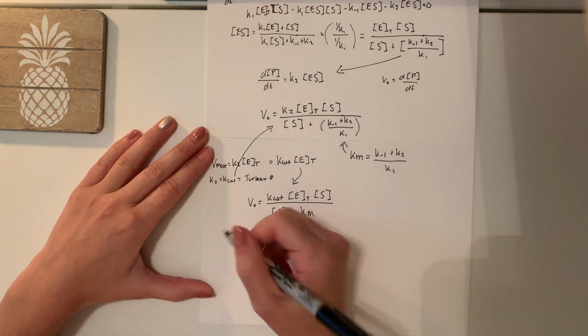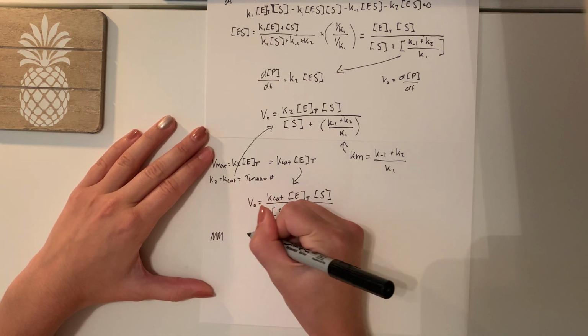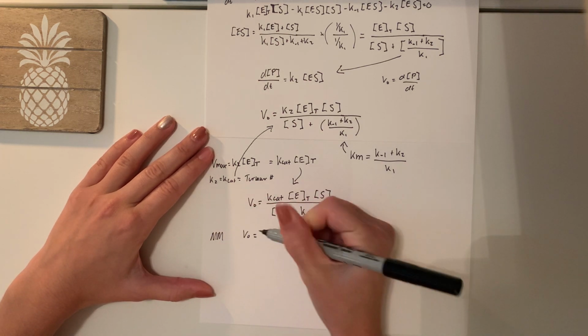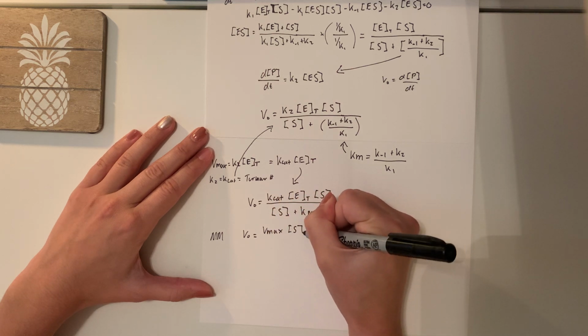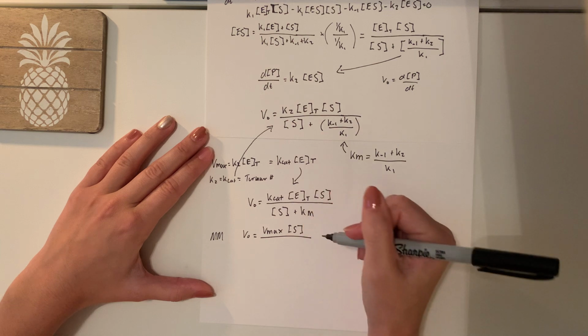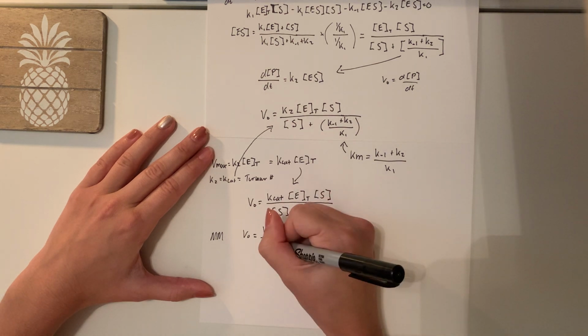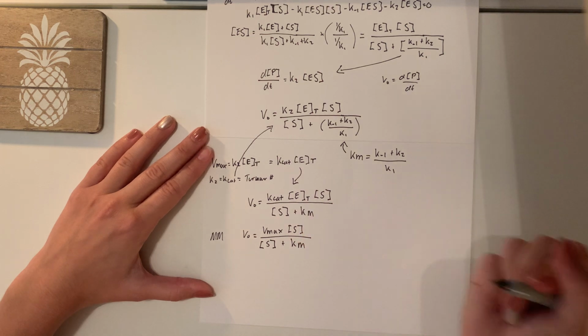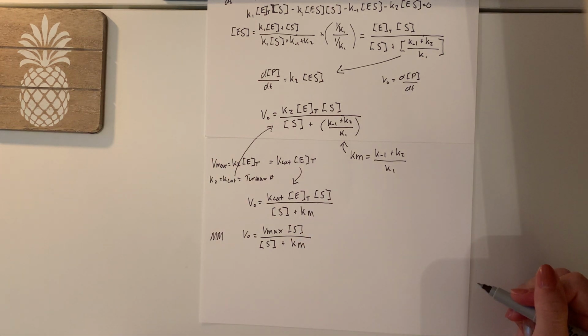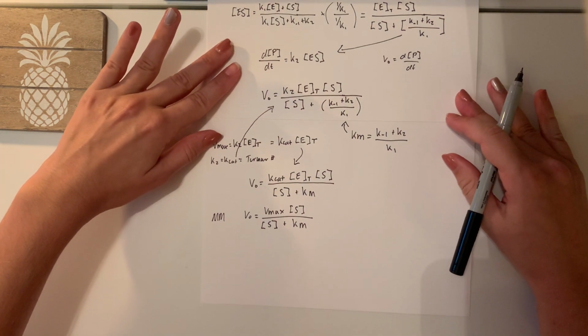So we are back to the starting point, Michaelis-Menten equation. Sub in that Vmax times substrate concentration. And there we have it, our derived equation. Just gotta make sure we get more room.